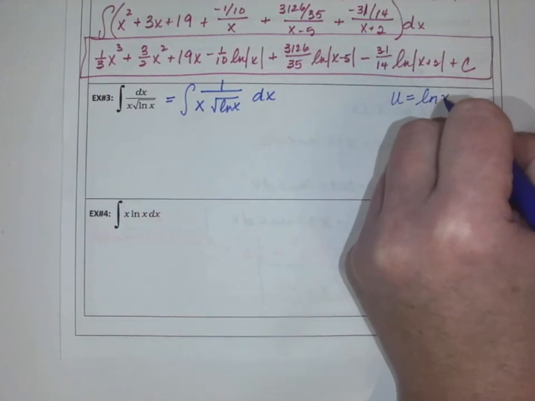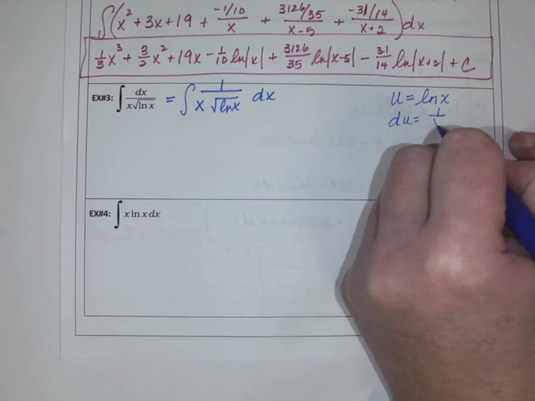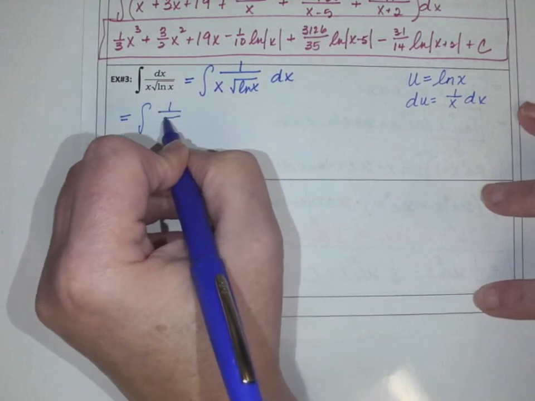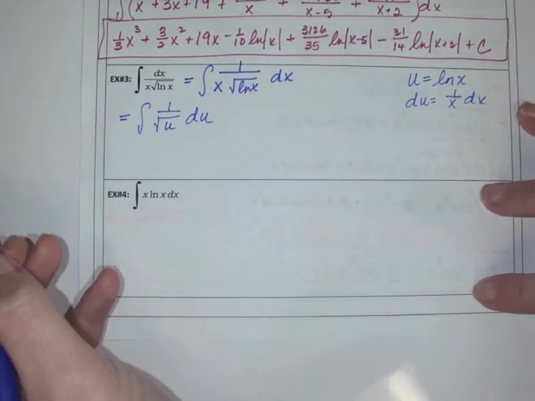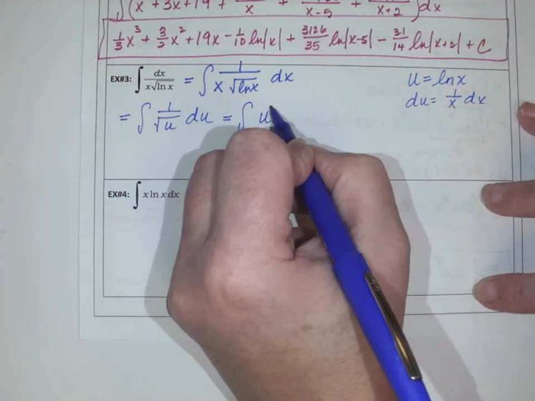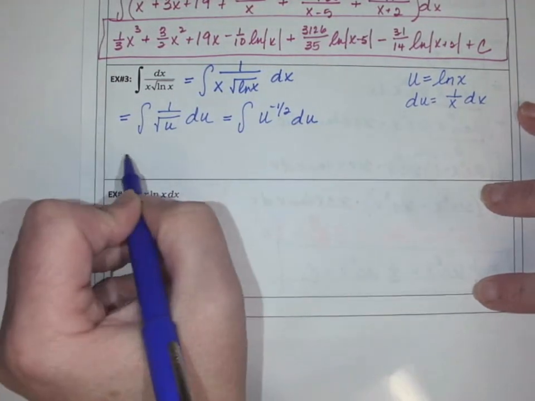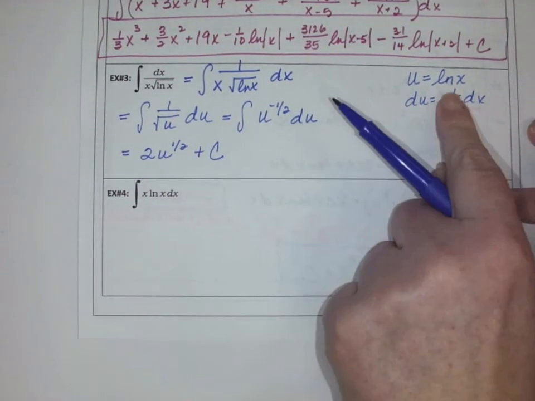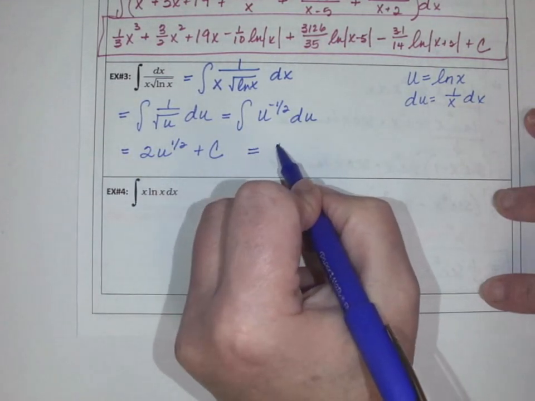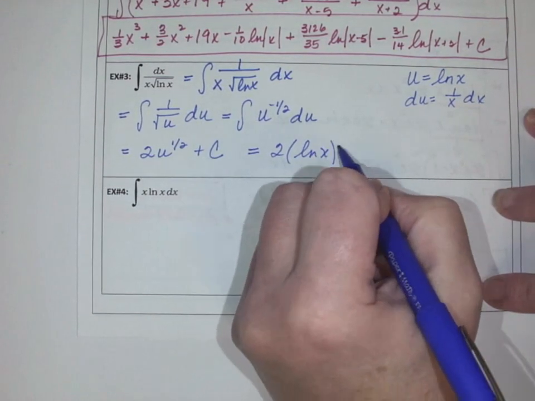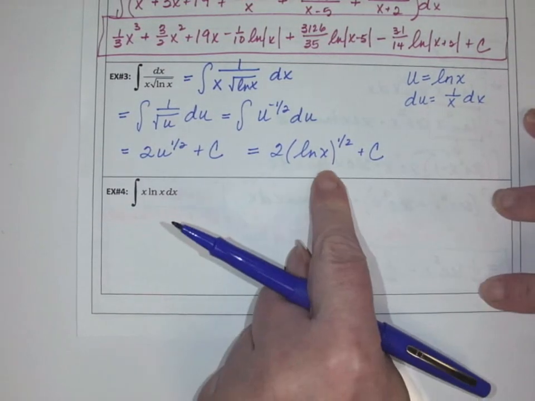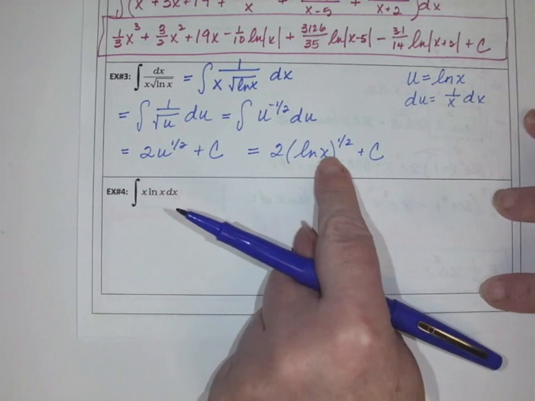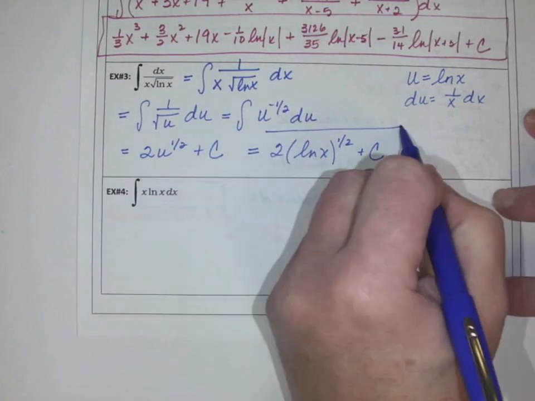So we're going to let u equal natural log of x, so du equals 1 over x dx. And so when I do my u substitution, I end up with 1 over the square root of u du. So that is going to be the integral of u to the -1/2 du, which is equal to 2u to the +1/2 plus c. And then plugging back in my natural log gives me 2 natural log of x to the 1/2 plus c. Notice where my parentheses are. You need to put parentheses around the natural log of x. If you don't, then you're just raising x to the 1/2, and that's not what you're supposed to be doing.